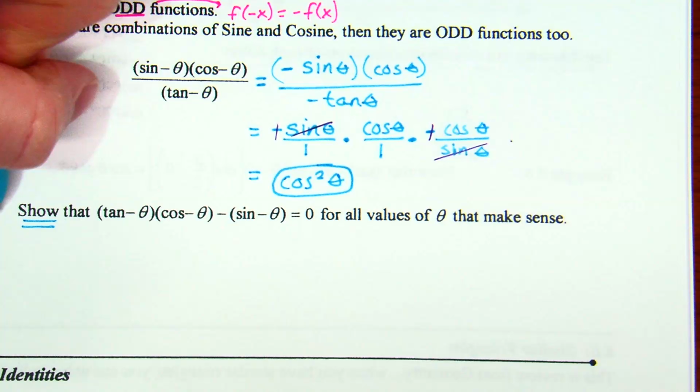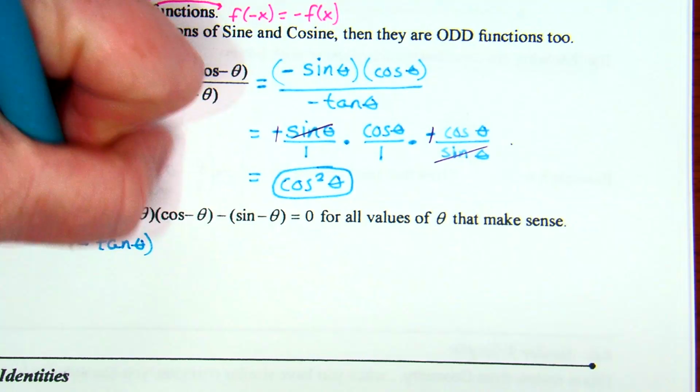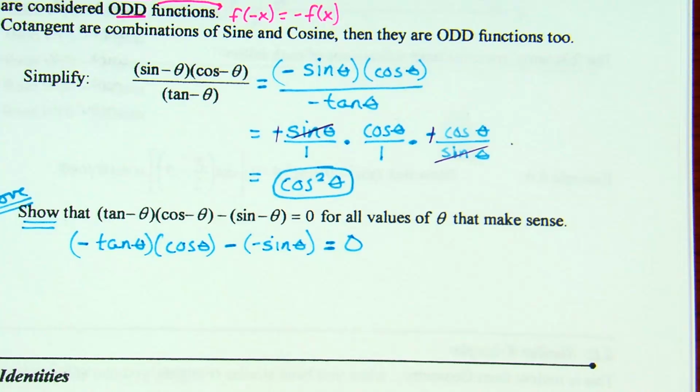Okay, so based on things we've talked about, what do you know about tangent of negative theta? Okay, it's odd, so it's negative tangent theta. Cosine of negative theta? Just cosine theta. Minus sine of negative theta? Negative sine of theta. And I'm just going to write equals 0. I'm just going to keep it the same and hope it works out. I mean, that's my goal, right? Or I guess I could write the equals 0 at the end.